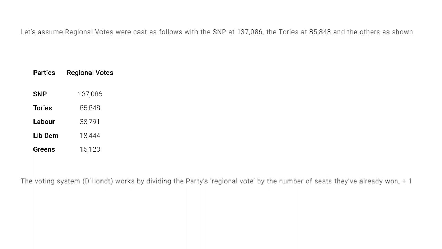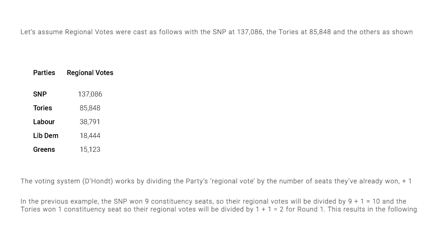The voting system, D'Hondt, works by dividing the party's regional vote by the number of seats they've already won, plus 1. In the previous example, the SNP won 9 constituency seats, so their regional votes will be divided by 9 plus 1, making 10. And the Tories won 1 constituency seat, so their regional votes will be divided by 1 plus 1, making 2 for round 1. This results in the following.